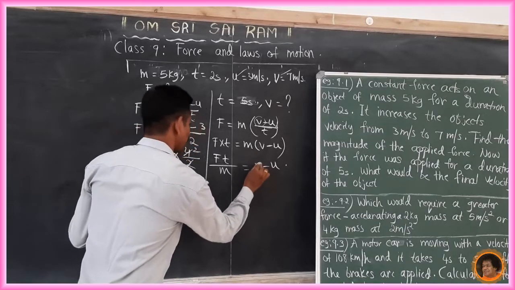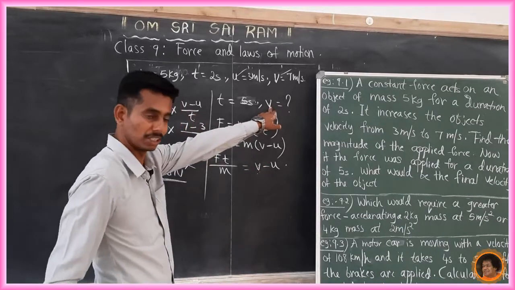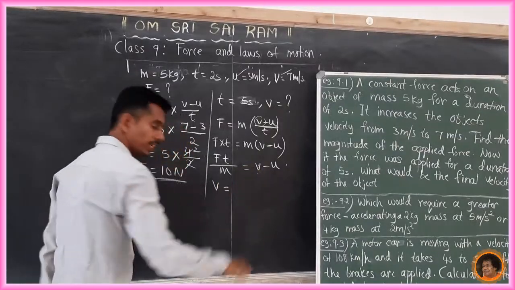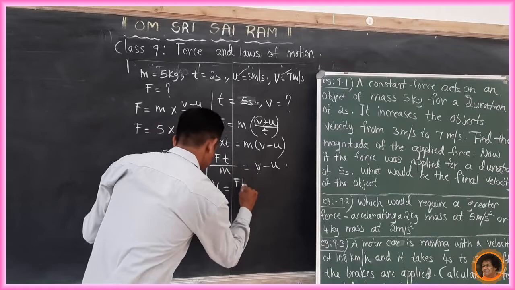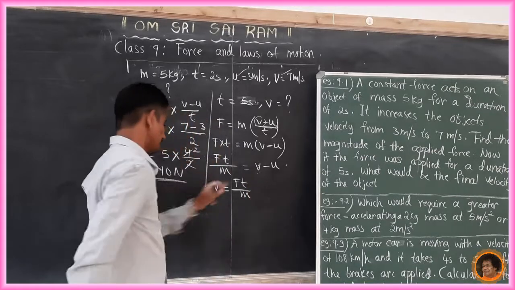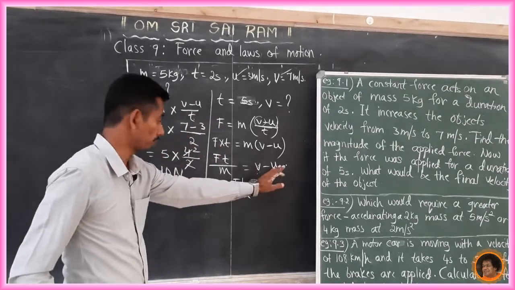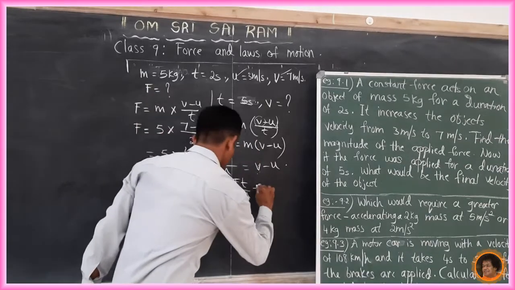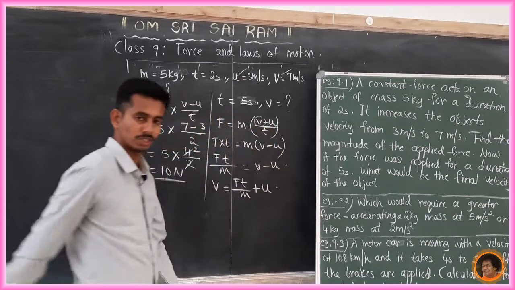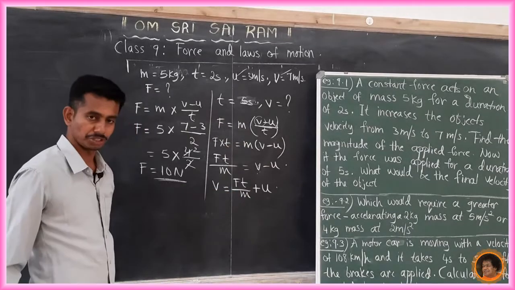Now, we require the value v because we have to find v. So, v equals, first write the left hand side, Ft minus m. Here it is minus u. When it comes to the other side, it becomes plus u. This is the mathematical calculation.